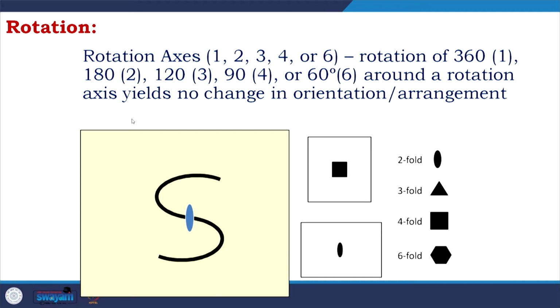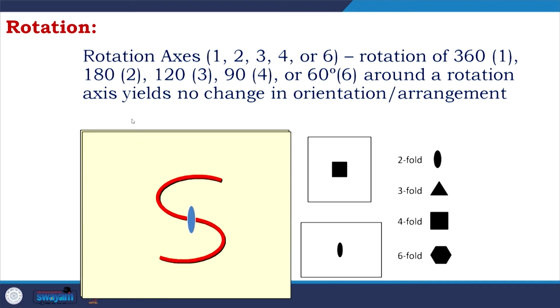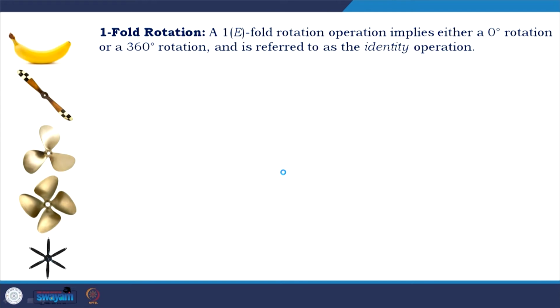Rotation of 360 degrees, 180 degrees, 120 degrees, 90 degrees or 60 degrees around a rotation axis yields no change in orientation or arrangement. As I talked about, if you see here, you are rotating, you are further rotating. So, this is called the rotational axis. You will understand more if you look here.